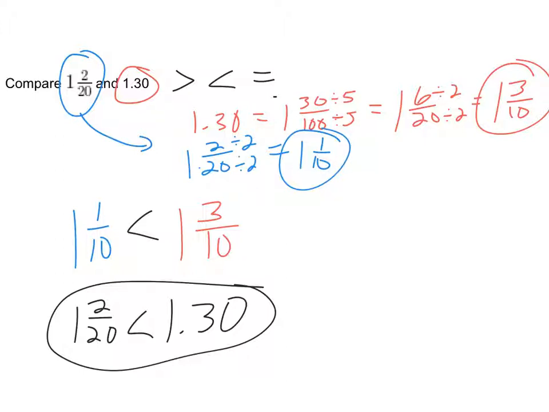So then I look at 1 and 1/10 compared to 1 and 3/10. The number in the front is the same, so the 1s are the same. The denominators are the same, so I just compare the tops. Which one is bigger, 1 or 3? 3 is bigger, so I would use the less than sign. So therefore, using the original numbers that they gave me, I would say that 1 and 2/20 is less than 1.30.